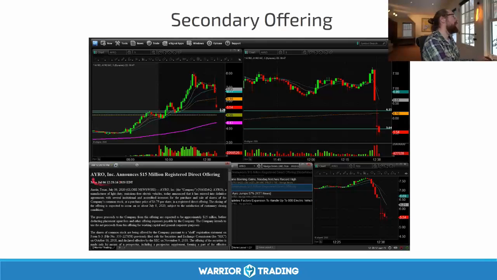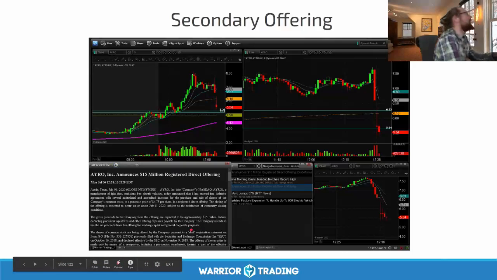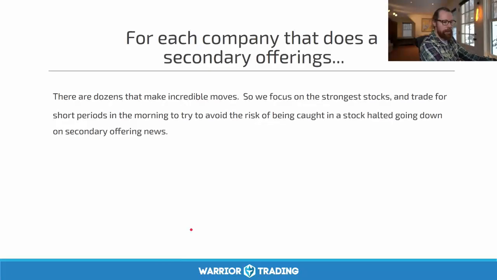So AYRO announces $15 million direct offering. So again, this is a direct offering with several institutional and accredited investors for the purchase and sale of shares of the company's common stock at $4.75 a share. It was trading at like $7.50 before all of a sudden that news hit the news wire and it dropped. So that's a big haircut off the high. Gross proceeds of $15 million. So that's all in accordance with the S3.